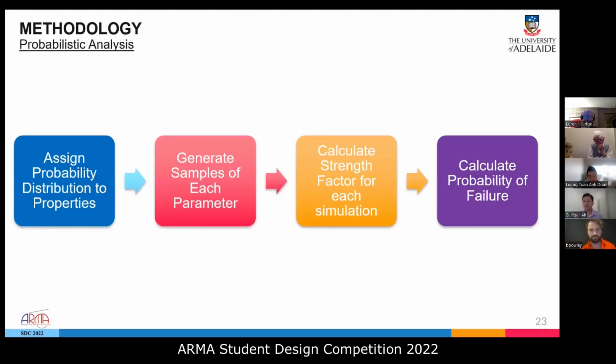Now, for the probabilistic analysis, as we discussed earlier, due to the large uncertainties in the rock mass parameters, it was imperative to apply statistical methods. In RS2, the probabilistic analysis follows these steps. We first assign the probability distribution to the properties, then generate samples for each parameter. We calculate the strength factor for each simulation, and at the end, the probability of failure is calculated.